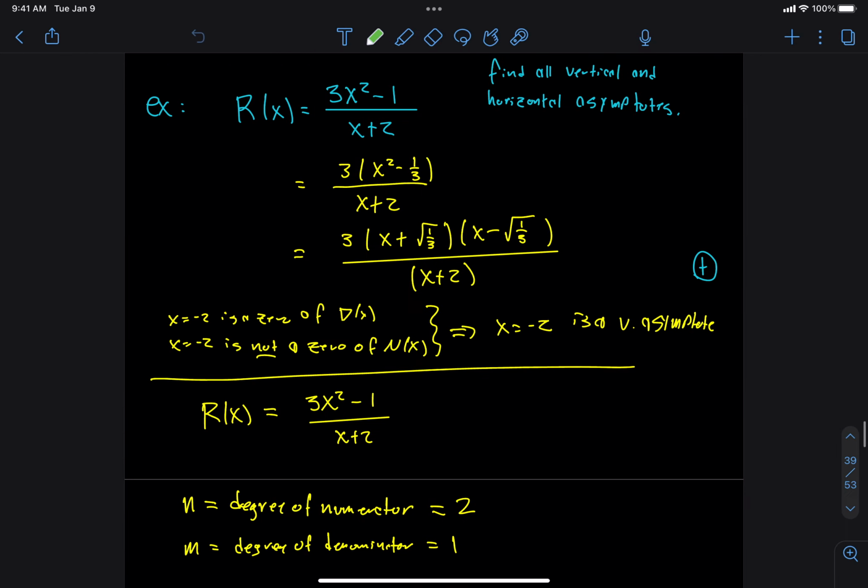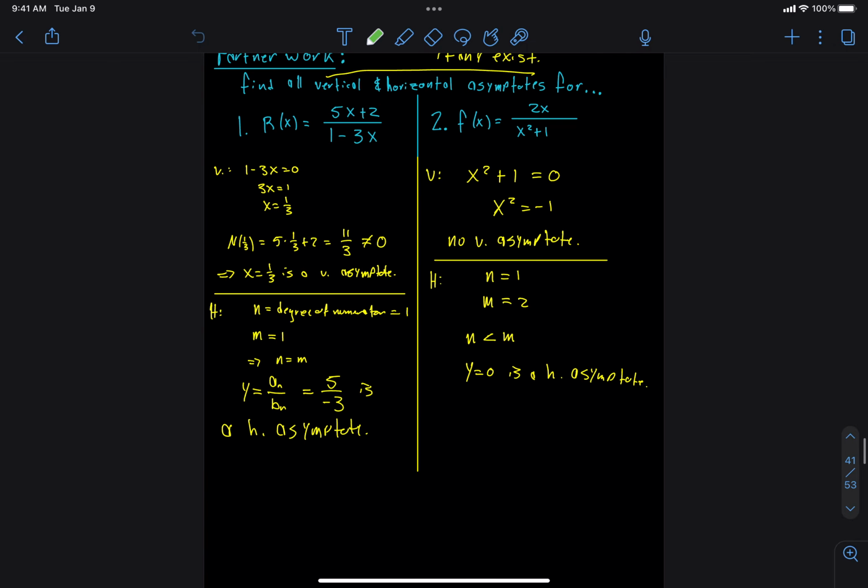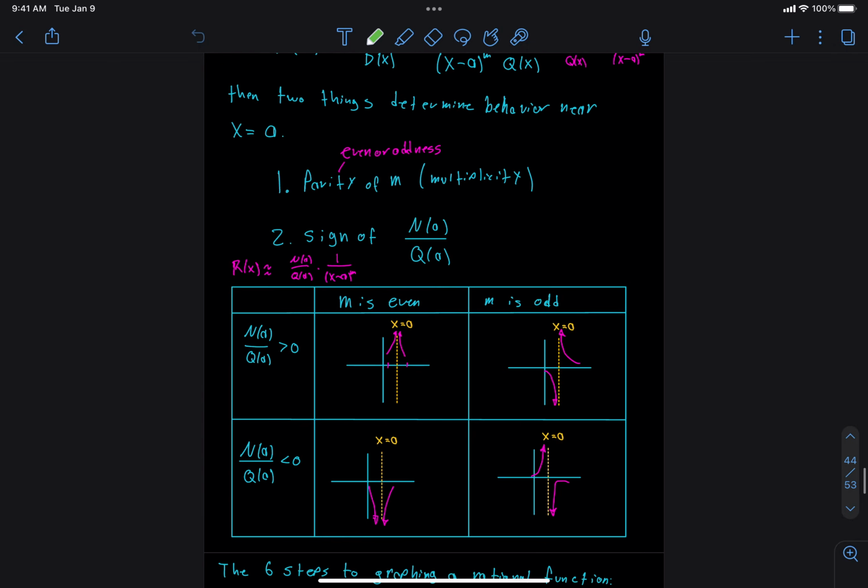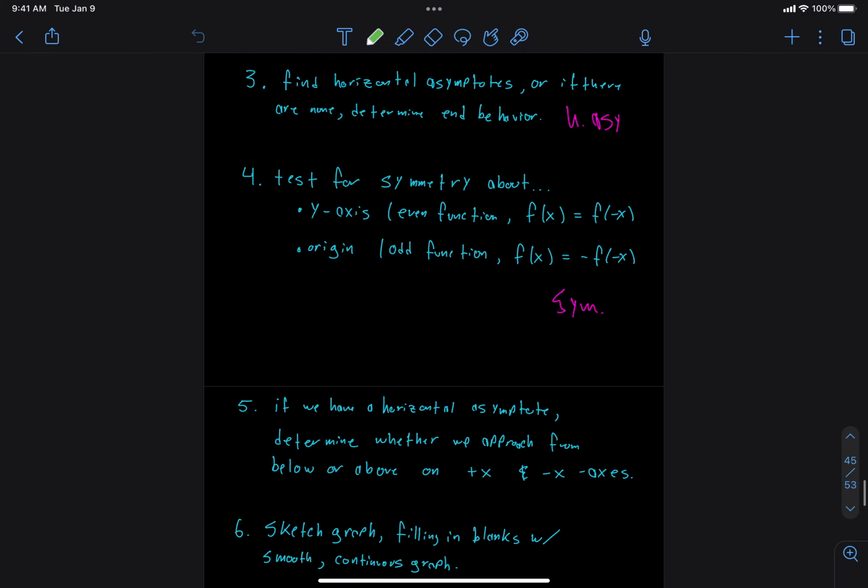There it is. Jeez, I don't know why it's so far down there. Let's see if I can find the 6-step thing. Here we go.